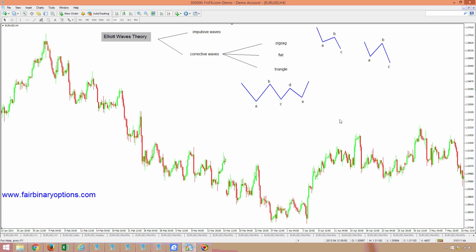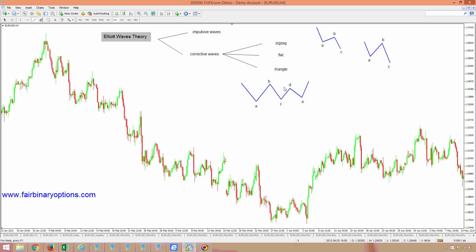Hello there, FBinaryOptions.com again here, and we are on the second part with Elliott Wave theory, looking at the corrective waves, at simple corrective waves. What are the simple corrective waves? We listed the three types of them: zigzag, flat, and triangle. And now we will look for confirmation, or actually what makes corrective waves being simple or complex.